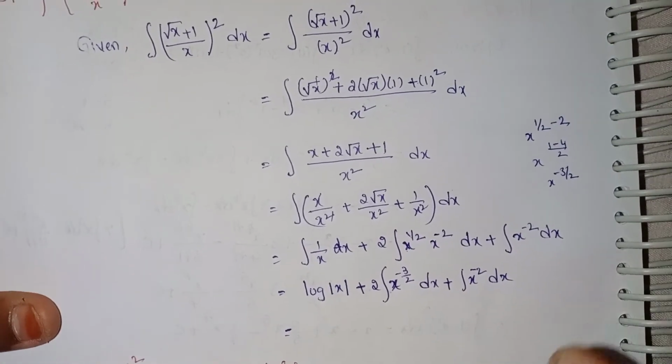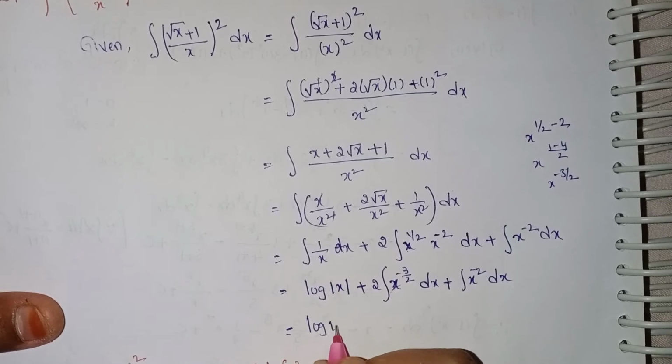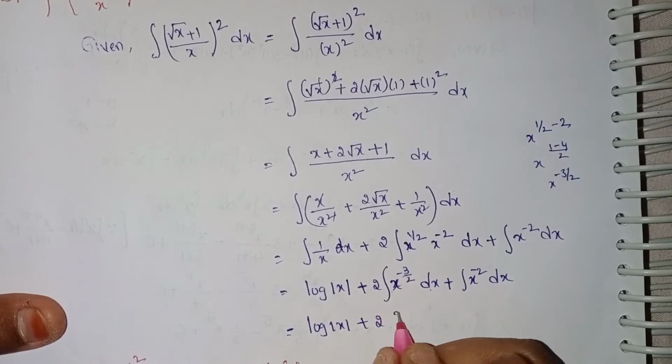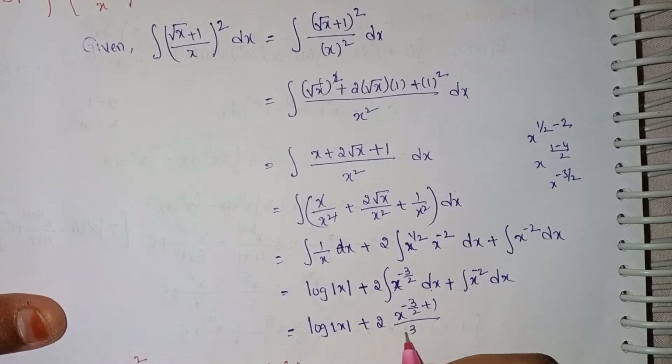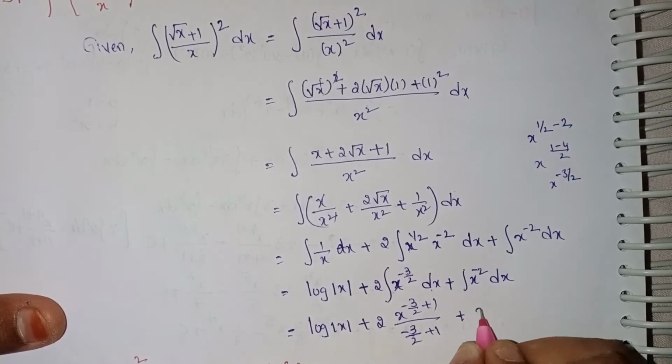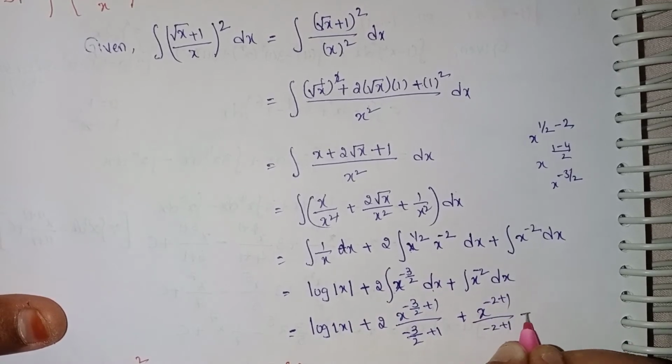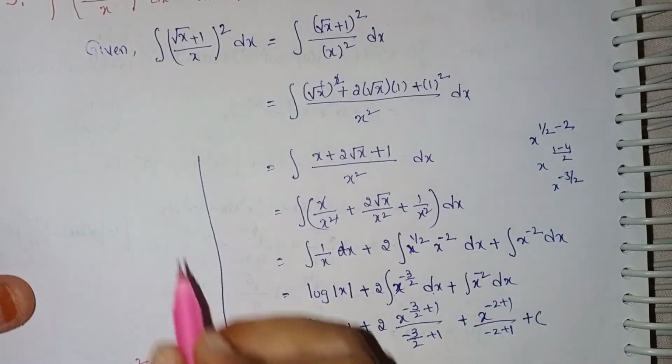Next, log x plus 2 times of x to the power of n, integral x to the power of n dx, x to the power of n plus 1 by n plus 1, plus here also x to the power of minus 2 plus 1 by minus 2 plus 1. Plus c.